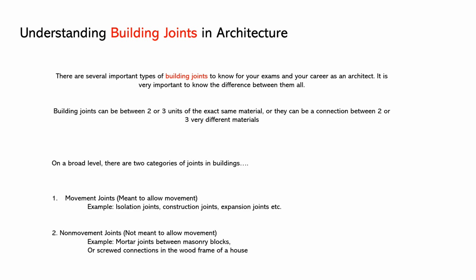Pretty straightforward. Examples of movement joints would be isolation joints, construction joints, expansion joints, pretty much all the ones we'll cover today. And then non-movement joints we won't really cover today because they're not as complex. For instance, they would be mortar joints between masonry blocks or a screw connection in the wood frame of a house. So those are non-movement joints.